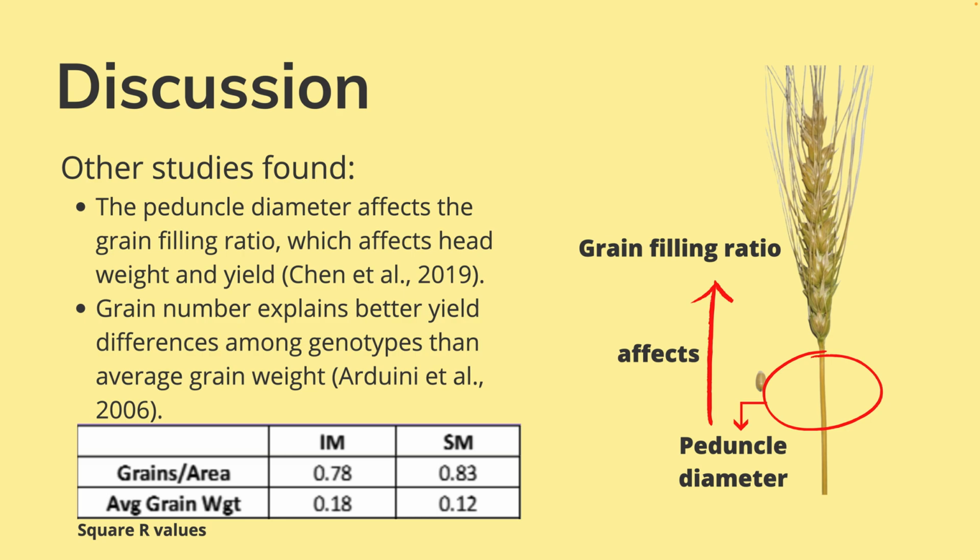Then grain number explains yield differences among genotypes better than average grain weight. This researcher also found this, and we found this here. You can see the values, they're really different. Average grain weight had a really low correlation with yield, and the number of grains per unit area, I'm sorry, I forgot to change this here, was really high, in our R square value.